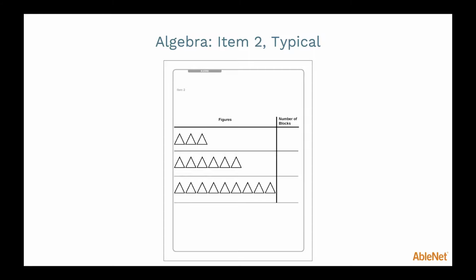Once the student understands the directions, they can record their response. If the student writes 3, 6, 9, they have demonstrated a full understanding of that item. I will score a 1 for that item on their student response booklet and move on to the next item.